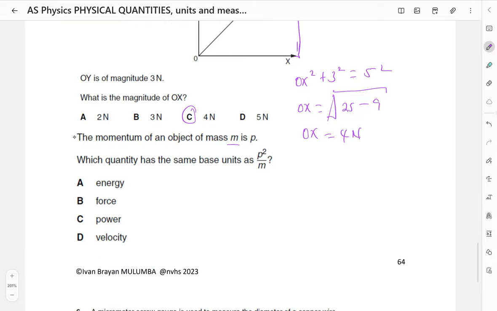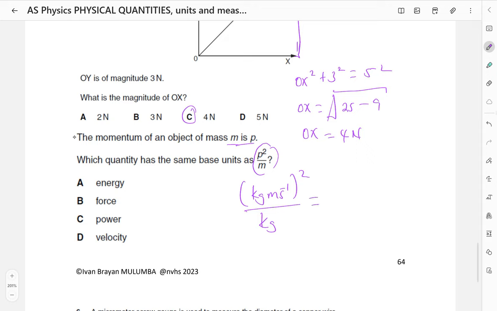The momentum of an object of mass m is p. Which quantity has the same base units as p squared over m? I think this is kinetic energy. P squared, that is momentum squared. Momentum is newton seconds, but it is squared, divided by mass, which is kilograms. Let me just use SI base units here. So momentum is kilogram, that is mass, times velocity, which is meters per second. But this should be squared. Divide by the mass, which is kilograms.